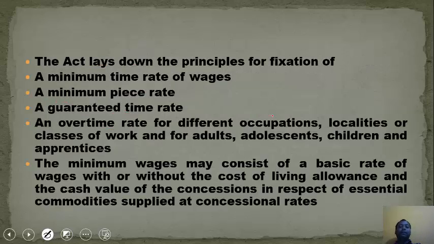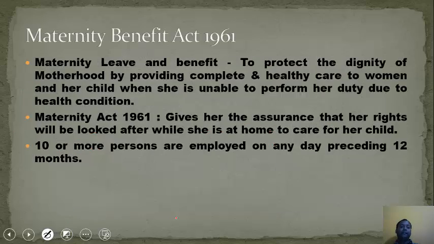Now the Act lays down the principles for fixation of minimum time rate, minimum piece rate, and guaranteed time rate, and an overtime rate for different occupations, localities, or classes of work, and for different category of people: adults, adolescents, children, and apprentices. Now minimum wages may consist of a basic rate of wages with or without the cost of living allowance and the cash value of the concessions in respect of essential commodities supplied at concessional rates.